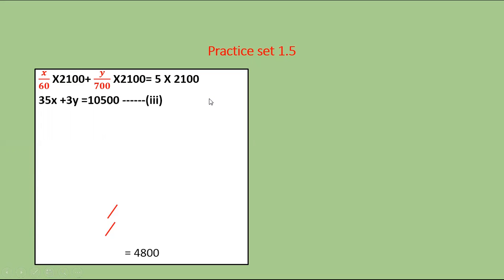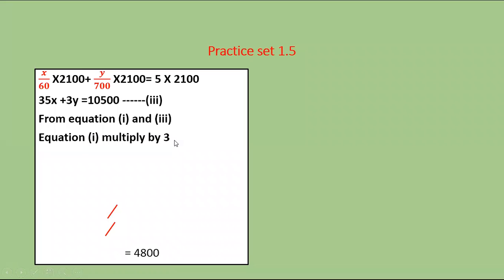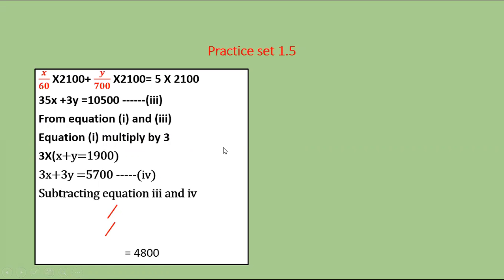From equation 1 and 3, equation 1 multiply by 3, therefore equation 1 is x plus y is equal to 1900, multiply 3, we get 3x plus 3y is equal to 5700. Equation number 4. From equation 3 and 4, coefficient of y is the same, having same sign. Subtract equation 3 and 4. Therefore, equation number 3 is 35x plus 3y is equal to 10,500. And equation number 4 is 3x plus 3y is equal to 5700.